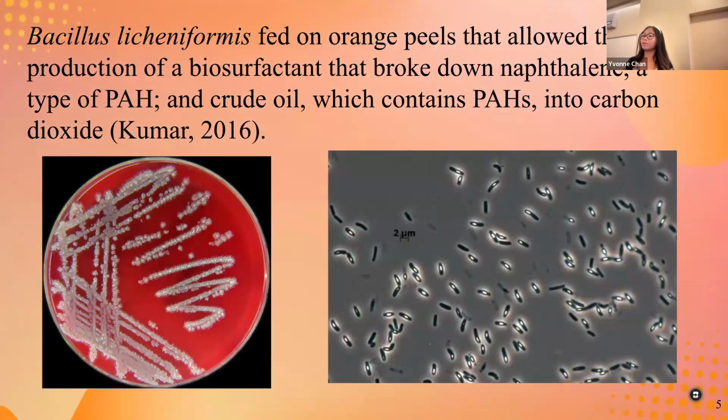When Bacillus licheniformis, a bacteria I mentioned earlier, fed on orange peels, it allowed the production of a biosurfactant that broke down naphthalene, a type of PAH, and crude oil, which contains PAHs, into carbon dioxide. The reason why that study tested those PAHs is because they were found in mangrove environments due to pollution. The study also used orange peels because the bacteria need a substrate, or a food, to feed on to create the biosurfactant, and food waste such as orange peels is an eco-friendly and cheaper alternative rather than expensive substrate, which is normally used to make biosurfactants.